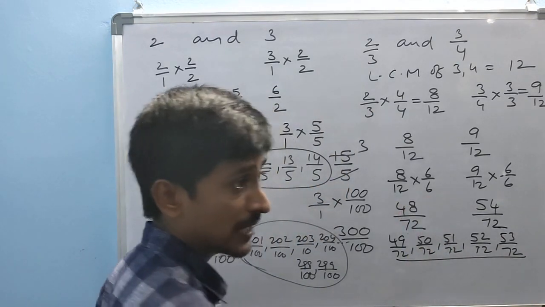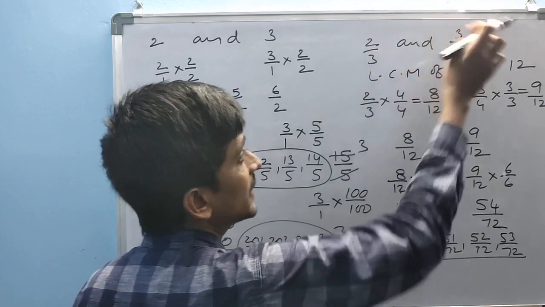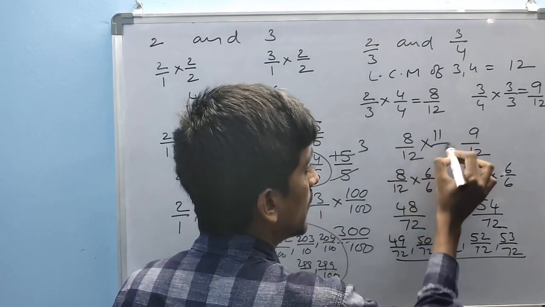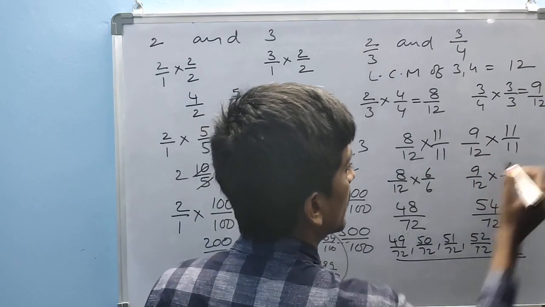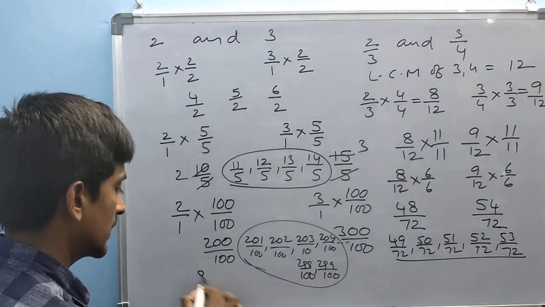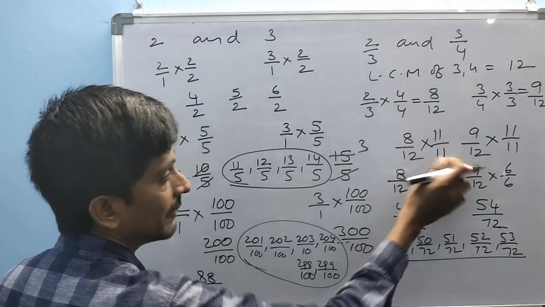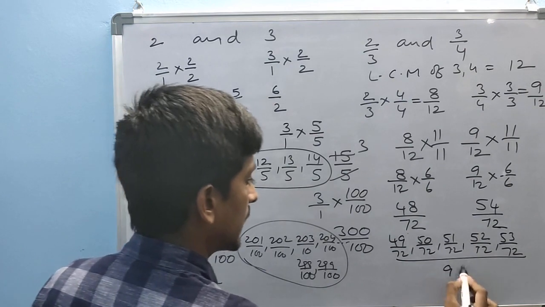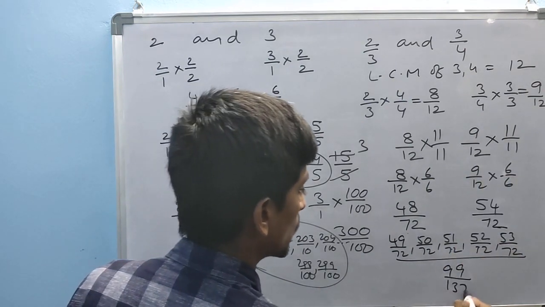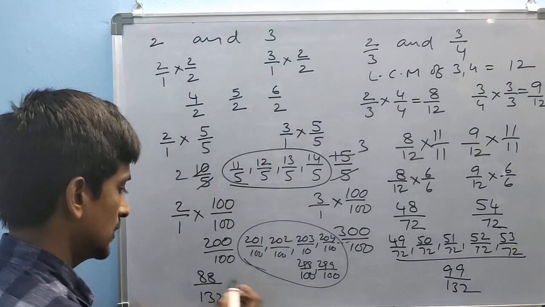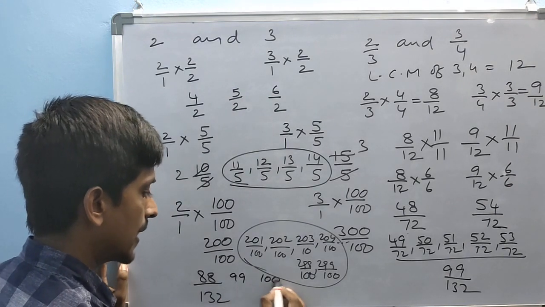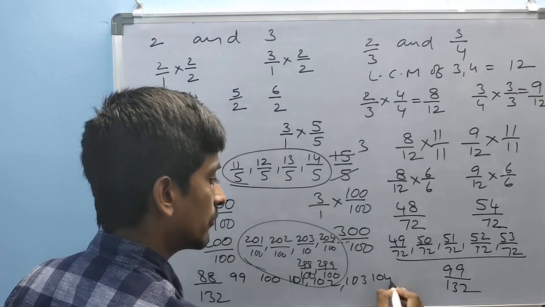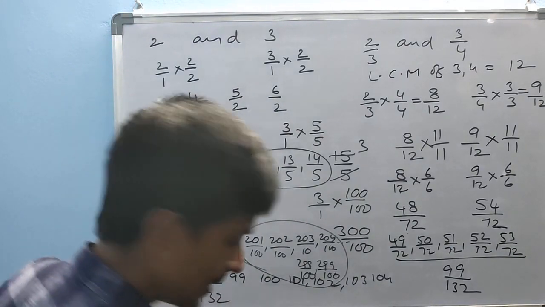If you need 10 rational numbers in between 2 by 3 and 3 by 4, you multiply both numerator and denominator by 11 by 11. 8 elevens are 88 by 12 elevens, 132. 9 elevens, 99 by 132. You need 10, so 99, 100, 101, 102, 103, 104. Sorry.